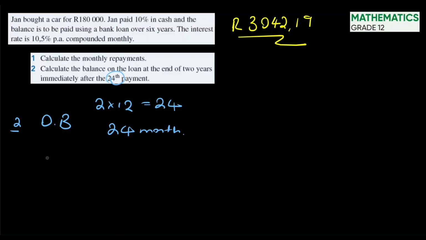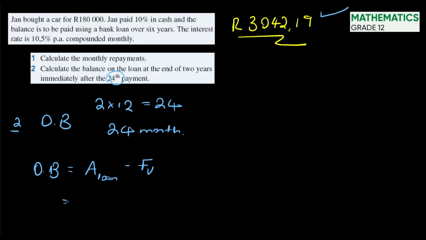So you have to calculate the outstanding balance. What is the outstanding balance? OB. Outstanding balance is the accumulated amount. What's the accumulated amount? The accumulated value of the loan, so loan minus the future value of the monthly repayments. What are the monthly repayments? Remember, we calculated the monthly repayments.